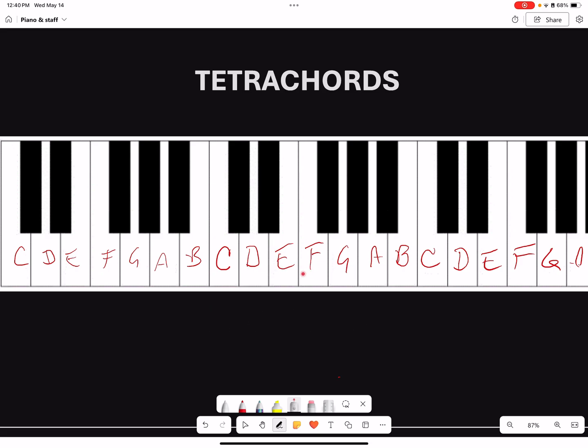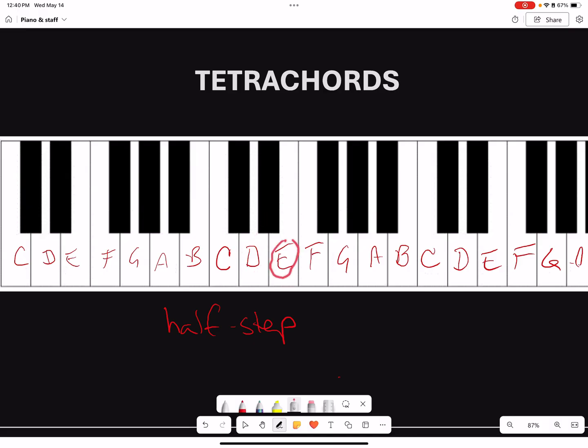Now we're going to use this to talk about what a half step is and a whole step. A half step is the smallest interval that we have in music, because a half step is when you go from one key to the very next key over. That's a half step. This is a half step.